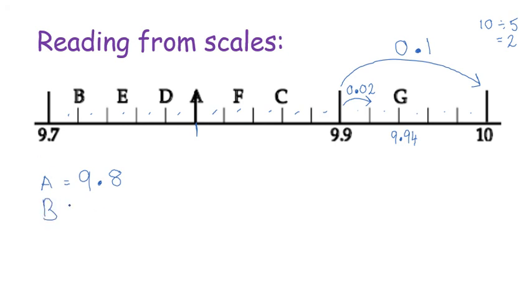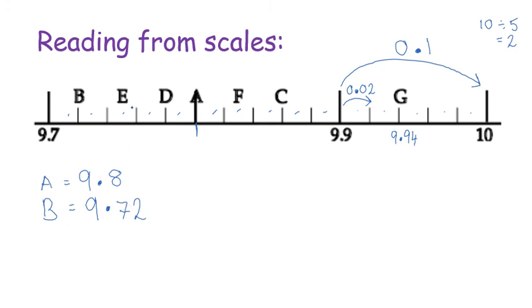B. Now we have discovered from earlier that each increment here is worth 0.02. So if we have 9.7 and we need to add on 200ths to 9.7, B would be 9.72.